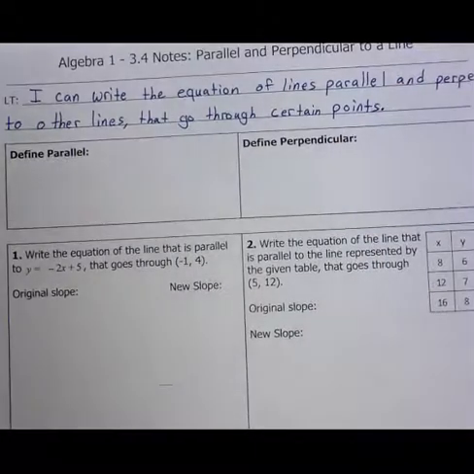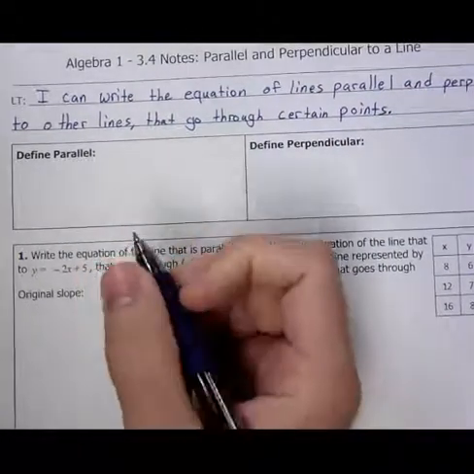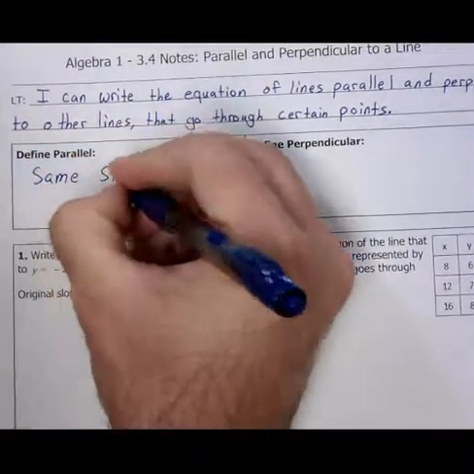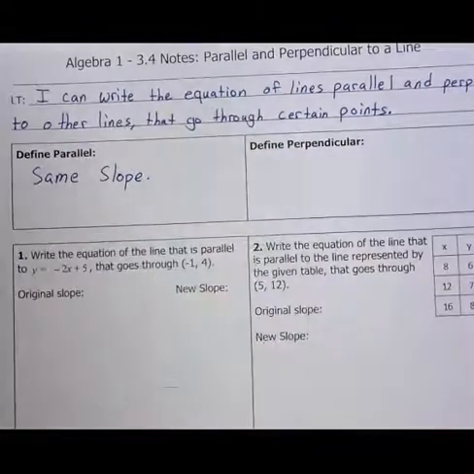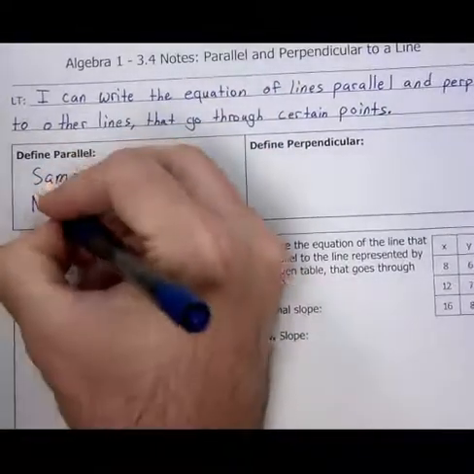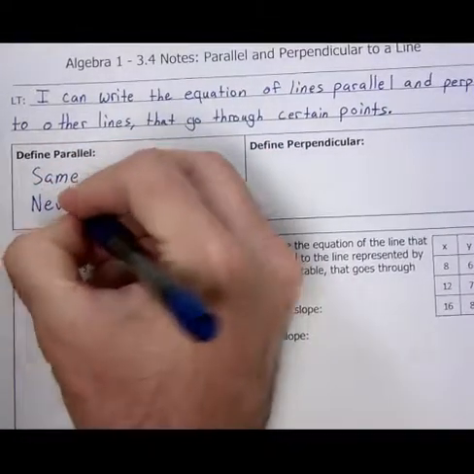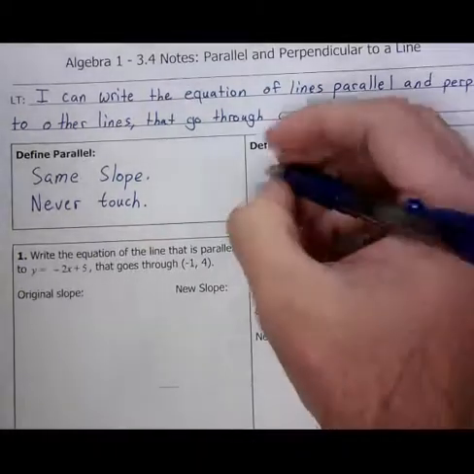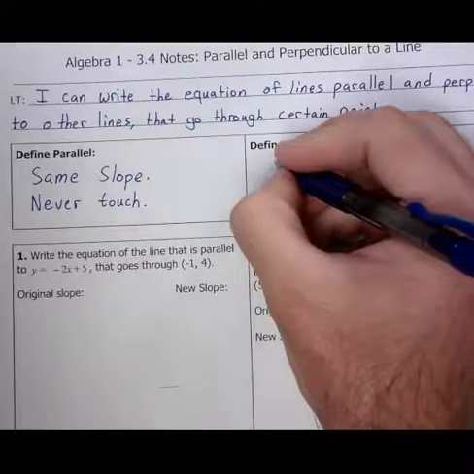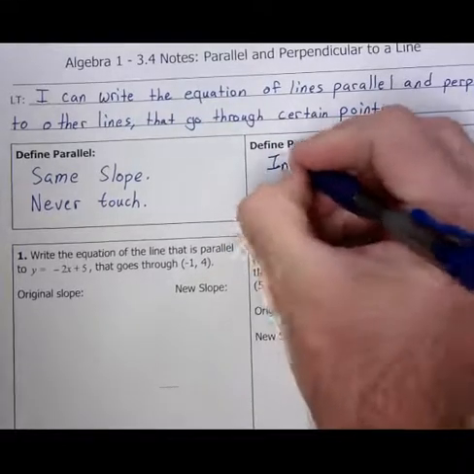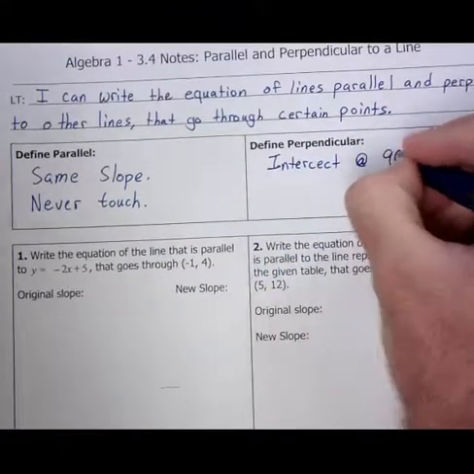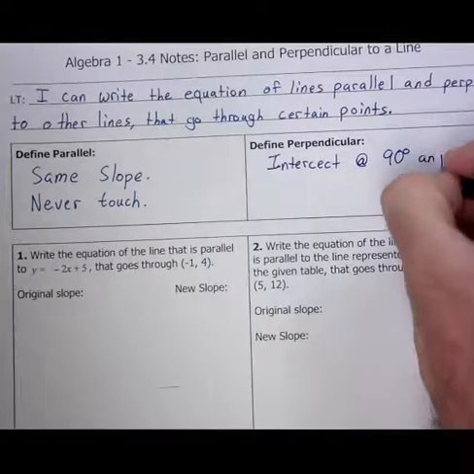Alright, as a review to yesterday, parallel lines have the same slope. Also, because they have the same slope, they will never touch. Also, as a review to yesterday, perpendicular lines intersect at 90-degree angles.